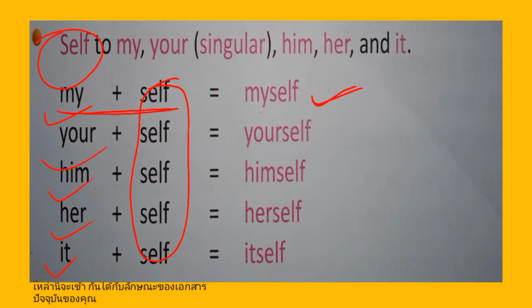Like myself is a compound personal pronoun. So like this, we add self to singular to form compound personal pronouns. Like my plus self, myself. Your plus self, yourself. Him plus self, himself, her plus self, herself, and it plus self, itself. So these are singular and we add self to singular to form compound personal pronouns.